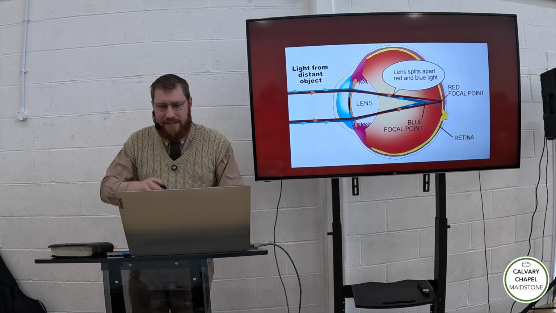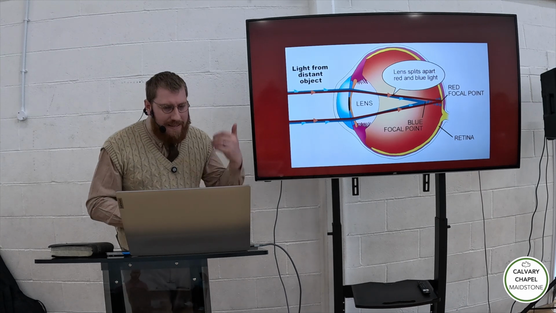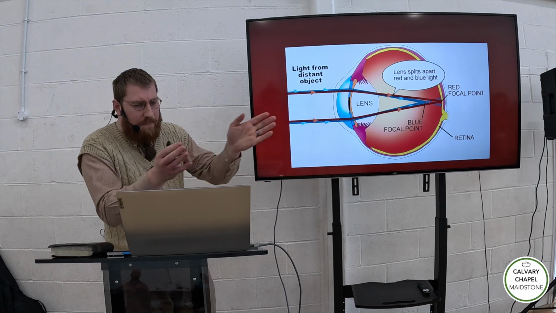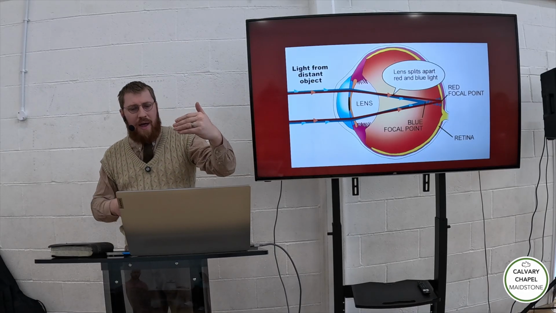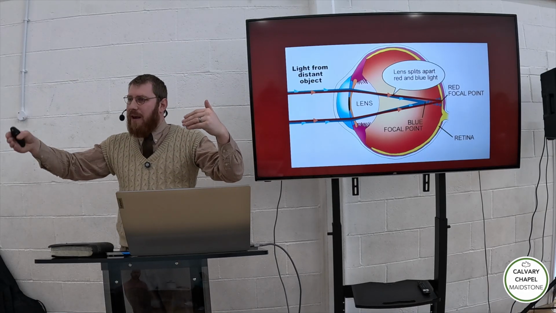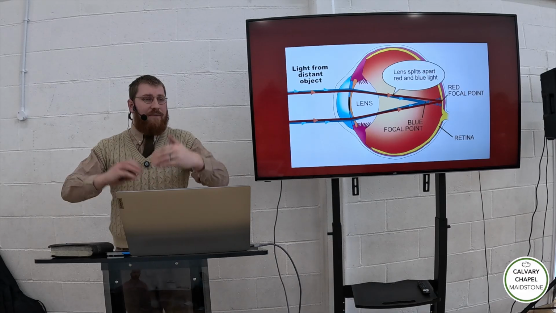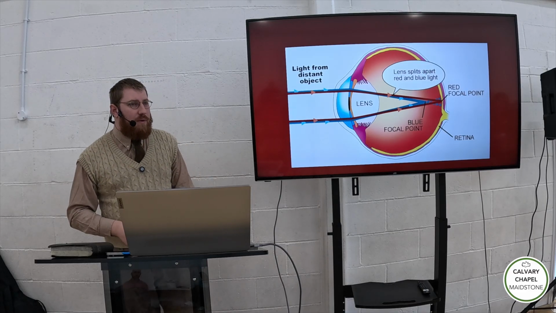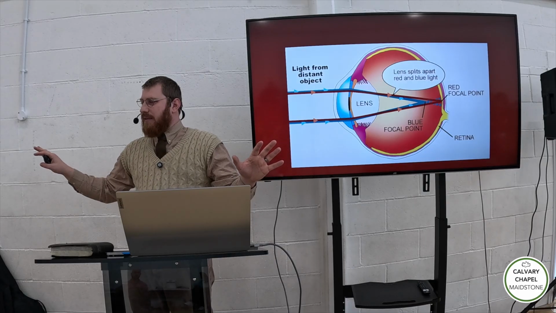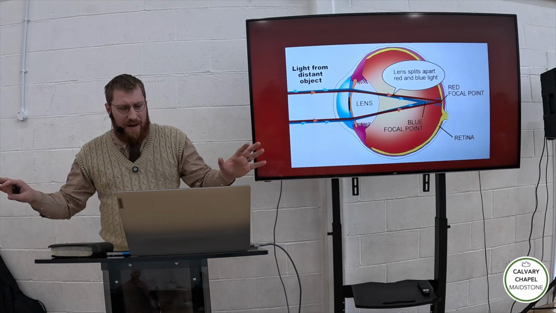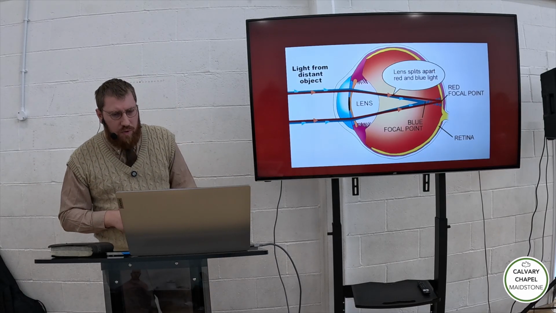And that is exactly the same in your eye. As it passes through the lens, the red light and the blue light begin to split apart, and the point at which the blue light hits your eye is different from the point that the red light hits your eye. And you would never be able to see anything. You would go walking around with a sort of psychedelic rainbow effect everywhere. In fact, your eye very quickly would cease to work.